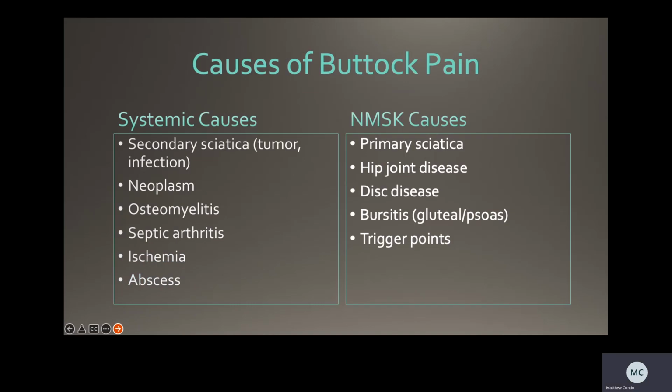So when it comes to systemic causes of buttock pain, exclusively buttock pain, a big one to watch out for is secondary sciatica. Now, what is that? Here's the problem: it looks like sciatica, it acts like sciatica, it presents like sciatica, it tests like sciatica. When you do all of your tests, you're going to think that's sciatica, because it is.